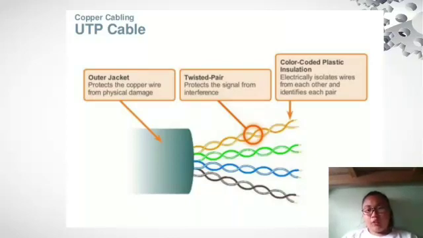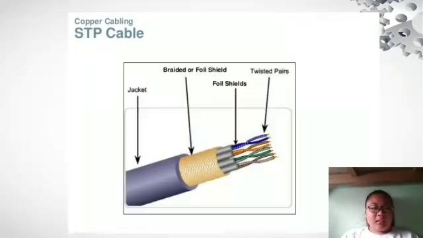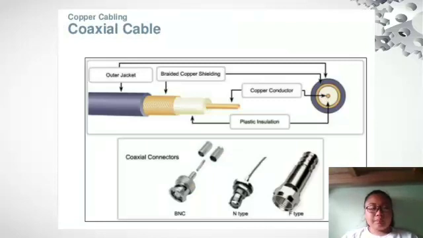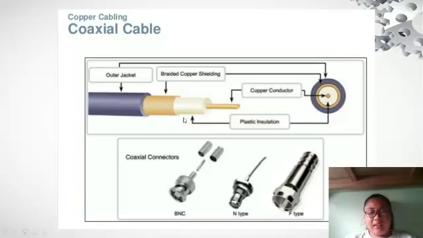The third one is color-coded plastic insulation. It electrically isolates wires from each other and identifies each pair. This one is the STP cable. It has a jacket, braided or foil shields, and twisted pairs. There is also the coaxial cable, with the outer jacket, the braided copper shielding, copper conductor, and the plastic insulation. The coaxial connectors are BNC, N-type, and F-type.